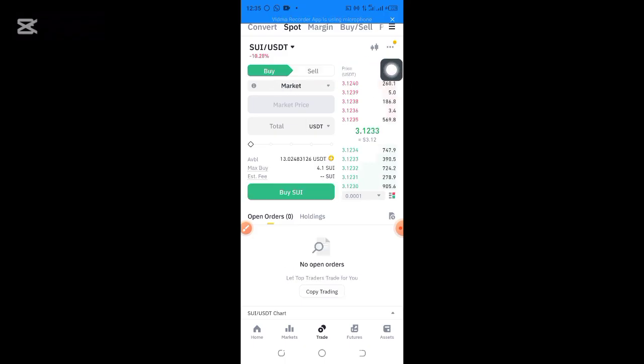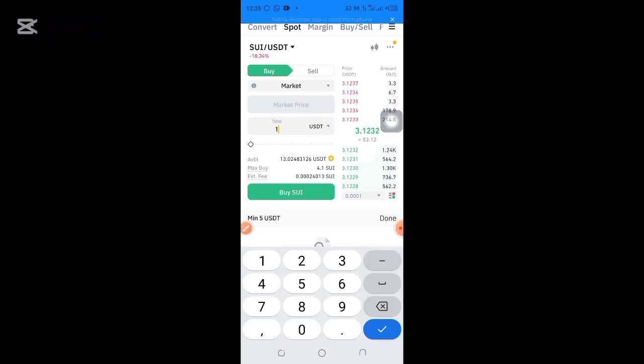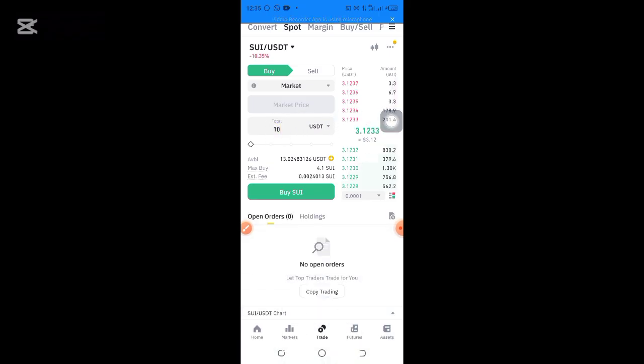I click on buy, and I'm buying at the market price. So presently, the market price of Sui is $3.123. So let's say I want to buy just $10 worth of Sui. So I put the amount I want to buy here. Then I will click on buy Sui. So I'm buying this Sui at the price of $3.12. That is how to buy.